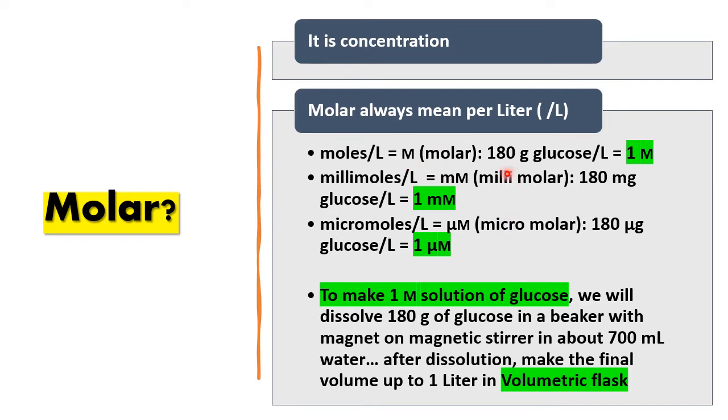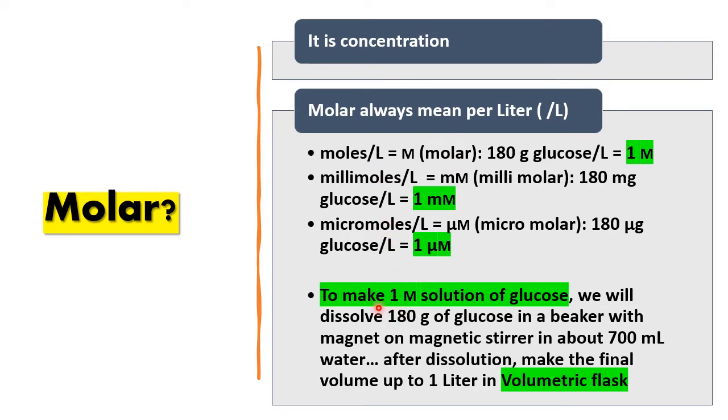For example, for glucose, 180 gram glucose per liter means 1 molar, meaning 1 mole of glucose per liter is 1 molar. Similarly, if you dissolve 180 milligram of glucose in 1 liter, that is 1 millimolar. And micromolar is 180 microgram of glucose dissolved per liter, which is 1 micromolar. So molar, wherever it comes, always means per liter.